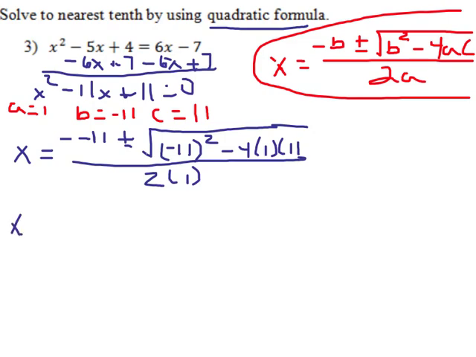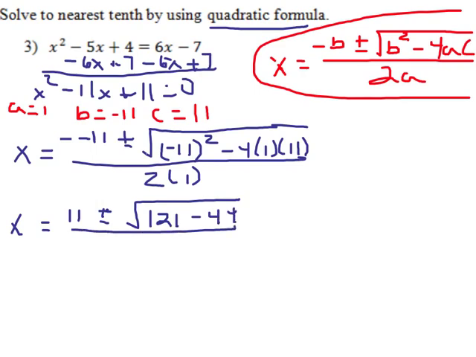So I get x equals, the negative of negative 11 is a positive 11, plus or minus the square root of negative 11 squared is 121. And then 4 times 1 is 4 times 11 over here is 44, and it's all positive except for the one negative sign, so it's minus a 44. And then that whole thing is divided by 2.